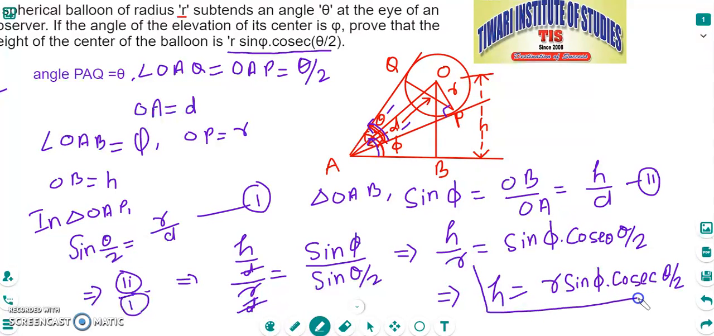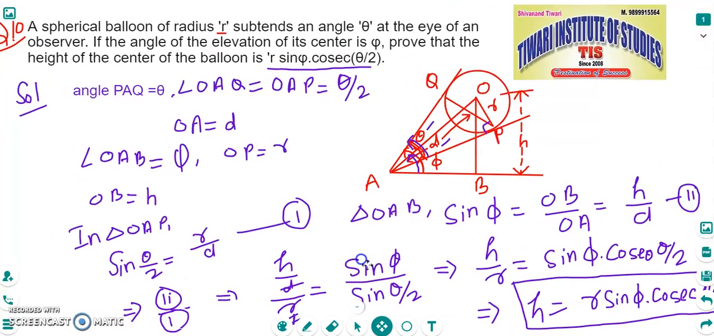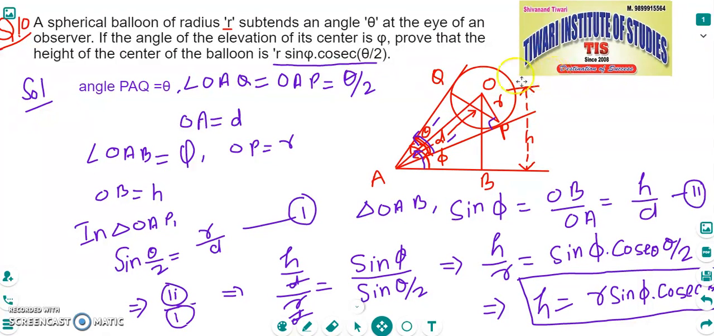Let's get into a quick recap. First of all, you have to read the question carefully, what exactly the demand of the question is. The demand of the question is, you have a spherical balloon with center O, radius R, subtending an angle theta at the center by two different tangents, and the base is subtending angle phi. You need to prove that the center is at a height of R sine phi cosec theta by 2.